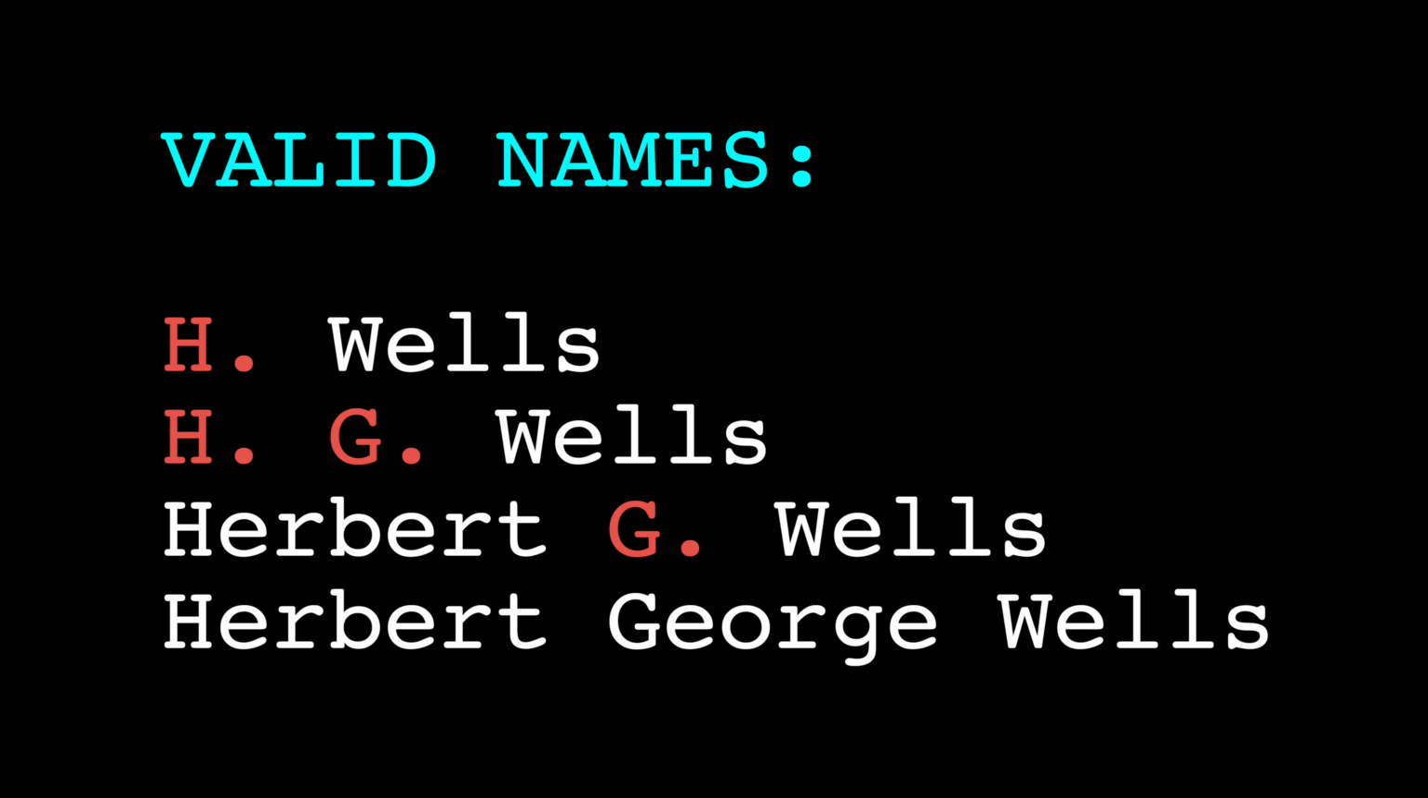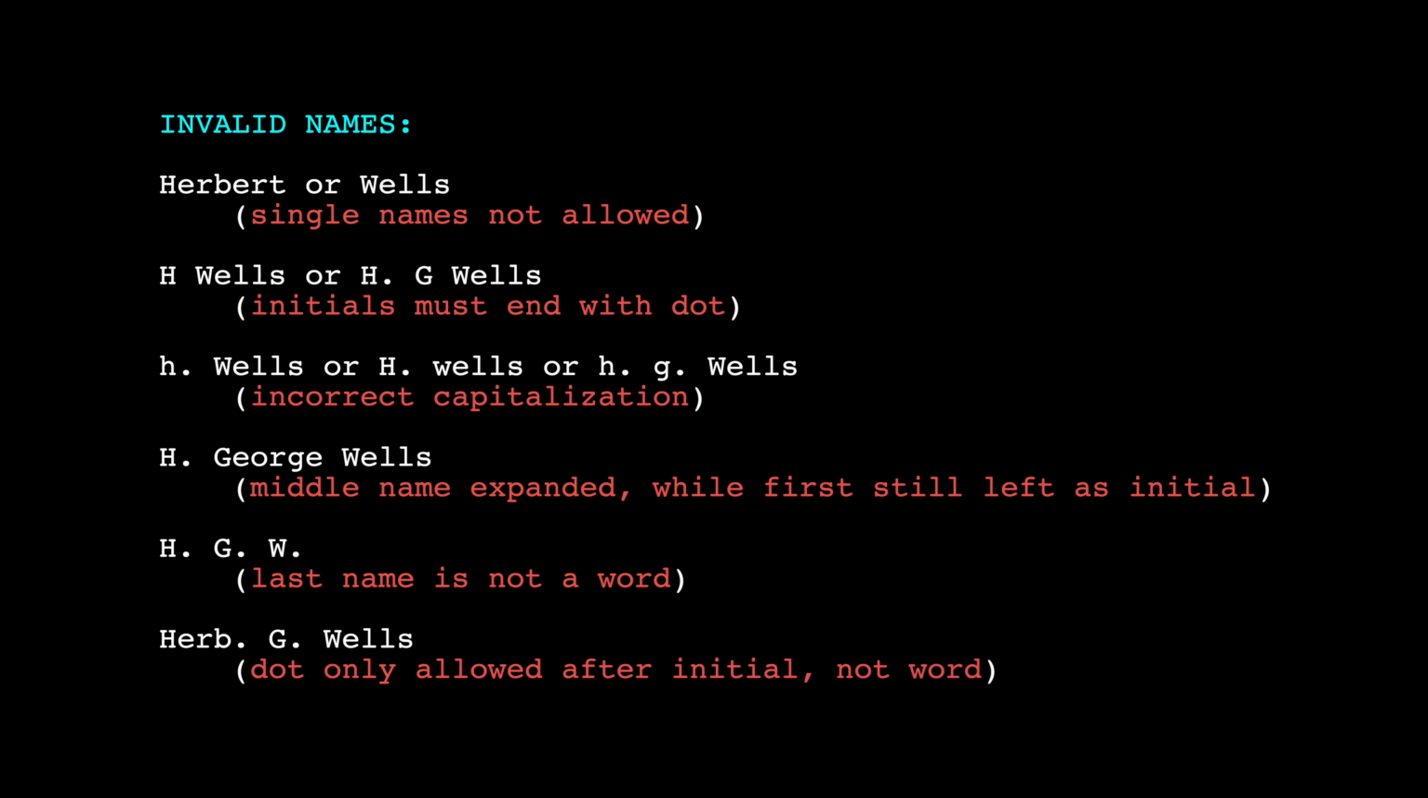A valid name is a name written in one of the following ways. Initial plus word. Two initials plus word. Word plus initial plus word. 3 words.